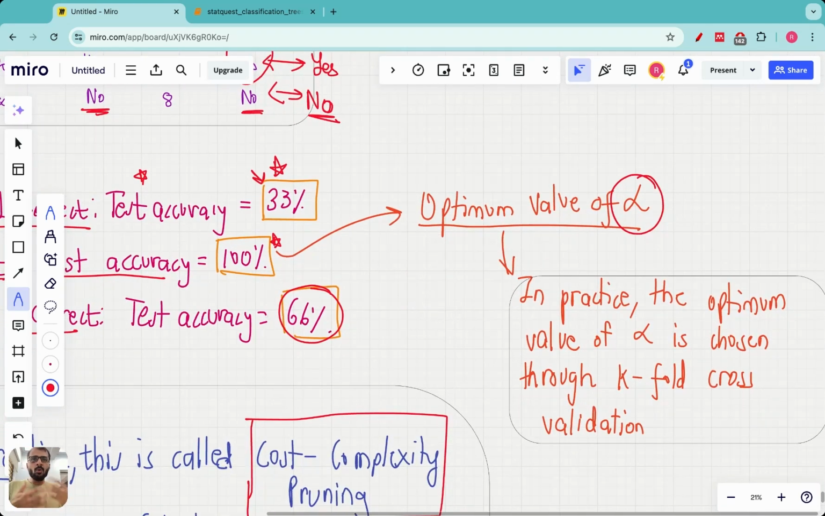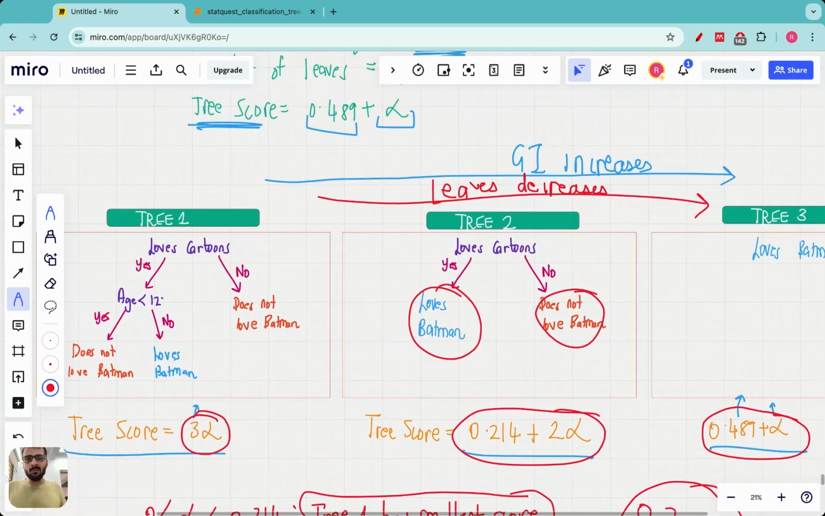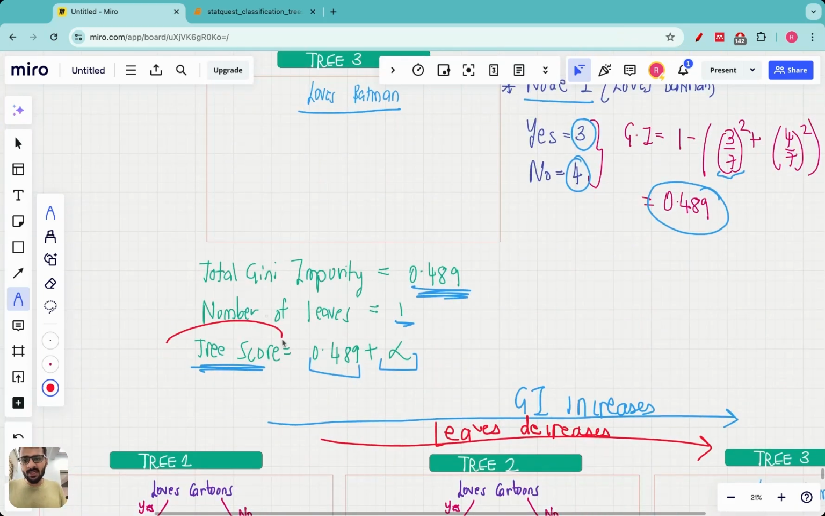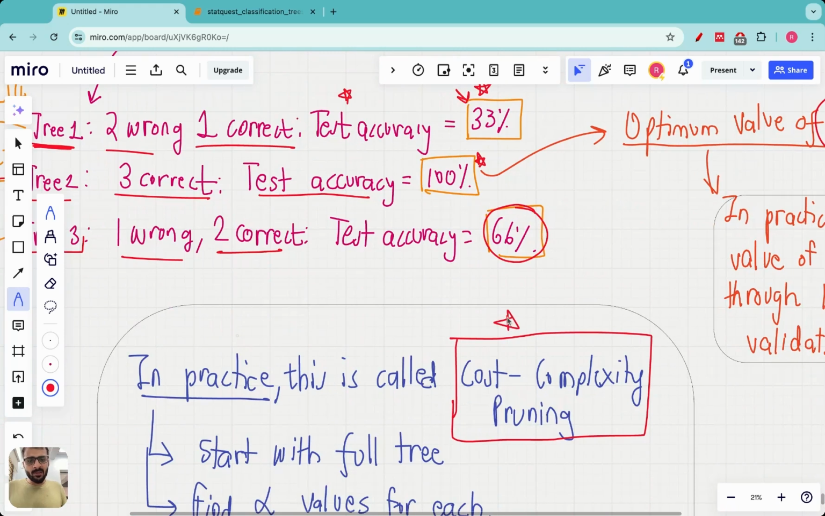So this is how overfitting is avoided in decision trees through the method of pruning. This particular method of pruning, where we introduce this thing called tree score, is called cost complexity pruning, or CCP.